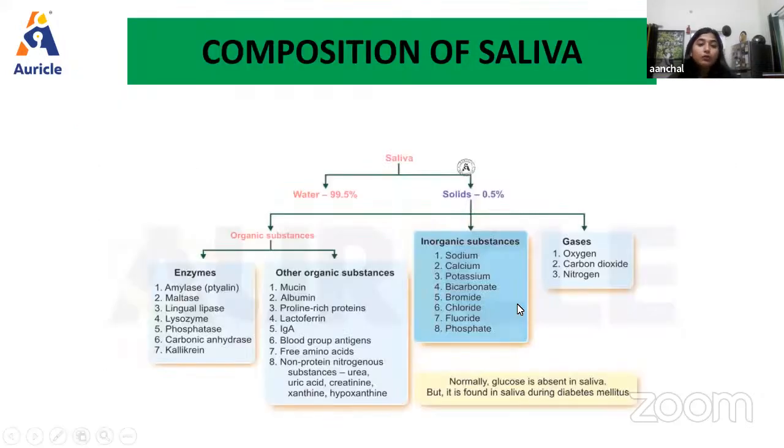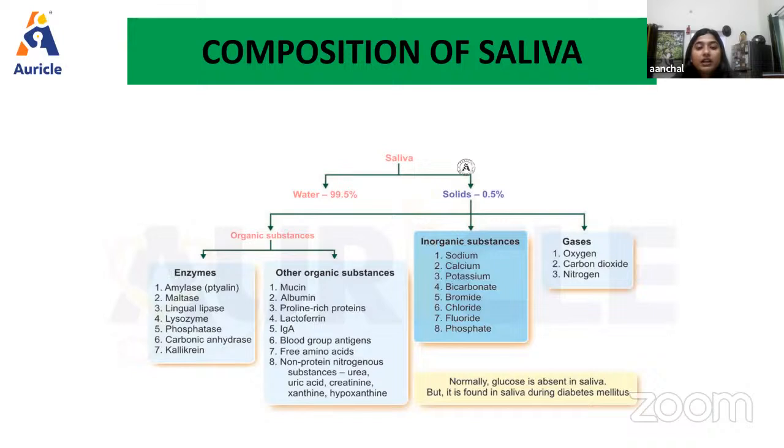Now, talking about the composition. This is a very important chart because the question over the composition of saliva usually comes in the exam. Basically, mixed saliva contains 99.5% water and 0.5% solids, and gases also. As the composition in the table is given, we have 99.5% water and solids 0.5%.